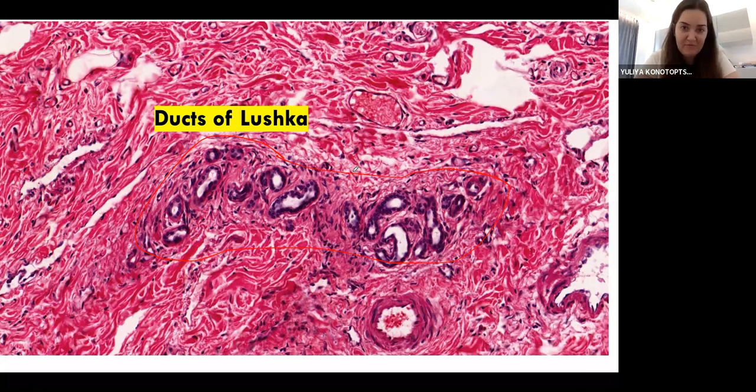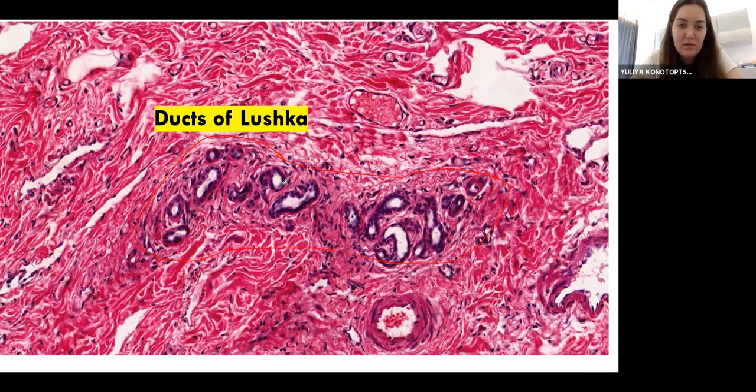Does every person have them? No. Ours does. We can see that he did have ducts of Luschka. Again, these are just embryological remnants of the original embryological bile duct, which has given rise to all of the bile ducts in the liver and gallbladder.